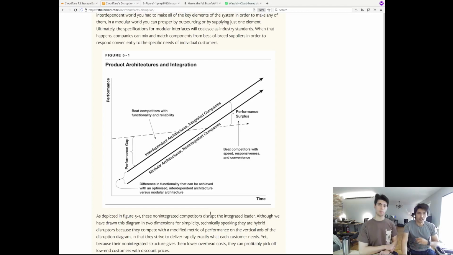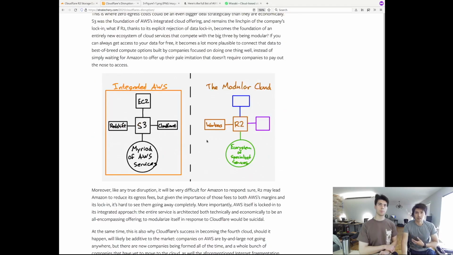So as time goes, we can see a more modular cloud emerging where different companies can fill out these different parts of the cloud. These use cases for R2, right. Yeah. For example, compute can be done by somebody else. Database can be done by somebody else. And then storage can be done by R2. Yes. Workers can be done. Whereas AWS offers this whole integrated service where you're completely locked into their ecosystem and yes. You have to pay those fees because it's just so expensive to get your data out.